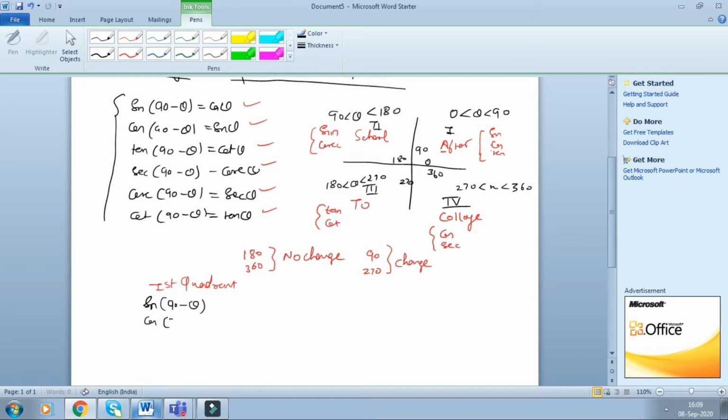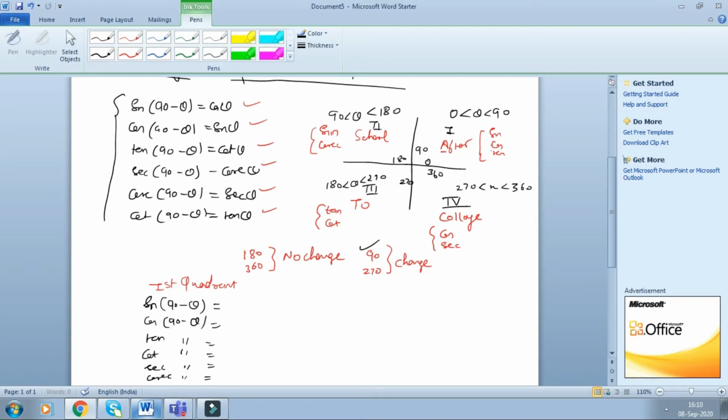So sin, then cos, then tan, then cot, then sec, and then cosec. And this remains the same. So in 90 minus theta, now we have to see it through this quadrant system. In 90 minus theta, in 90, first of all you have to see this.